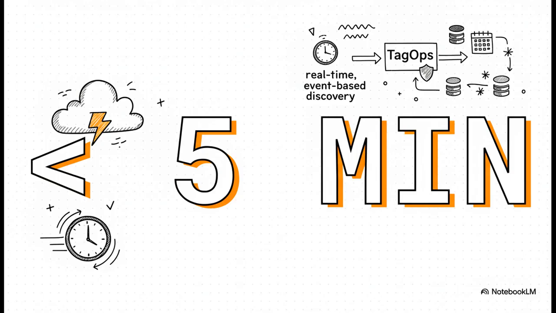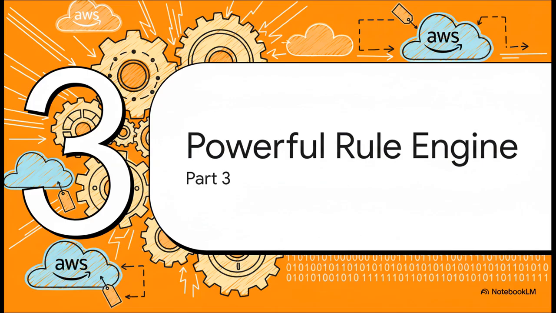Seriously. Once you're connected, TagOps works in two powerful modes. First, there's the real-time, event-based discovery, which tags new resources just seconds after they're created. And second, there's a scheduled scan that's always running, finding and fixing any existing resources that aren't following your tagging rules.